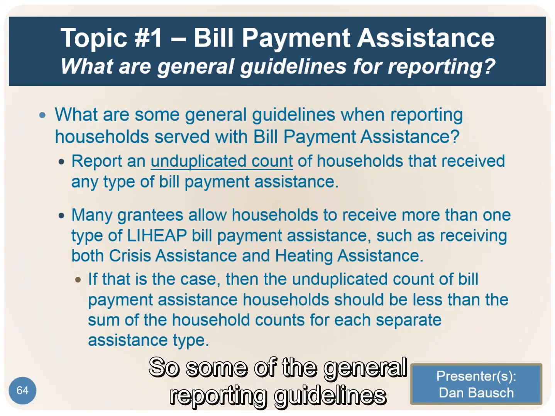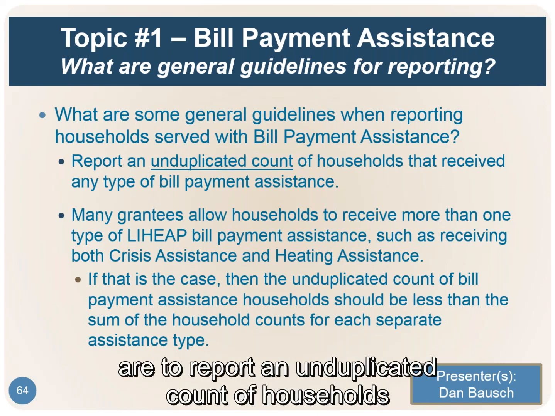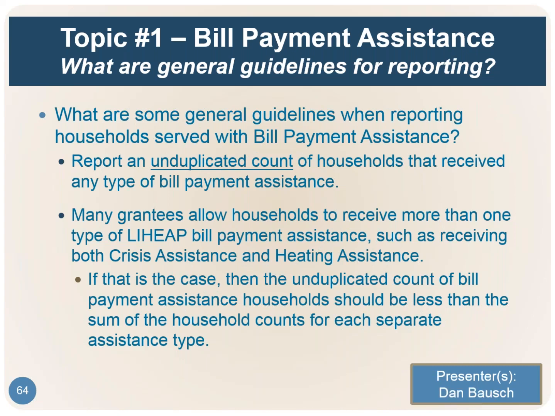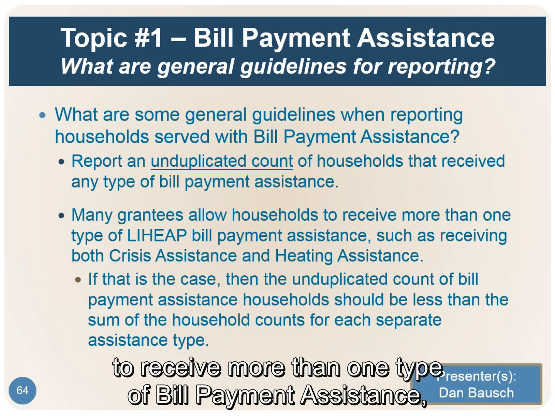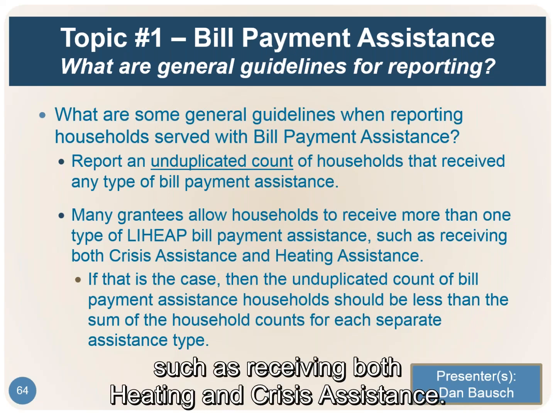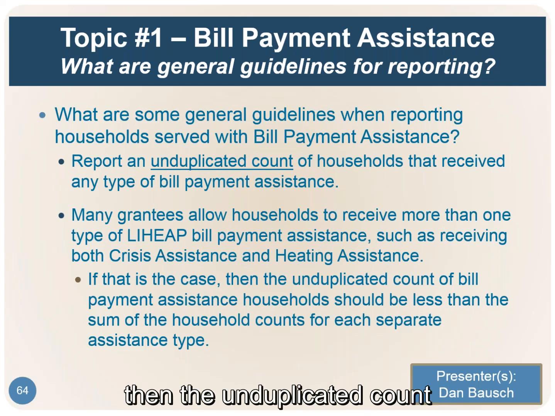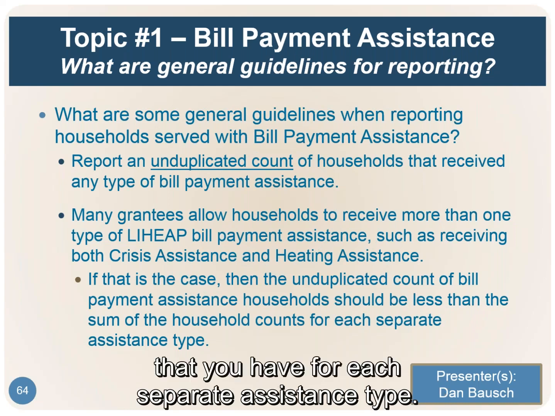So some of the general reporting guidelines when you are reporting bill payment assistance counts are to report an unduplicated count of households that received bill payment assistance to pay a share of their energy expenses. Many grantees do allow households to receive more than one type of bill payment assistance, such as receiving both heating and crisis assistance. And if that's the case for your state, then the unduplicated count of bill payment assistance households should be less than the counts that you have for each separate assistance type.